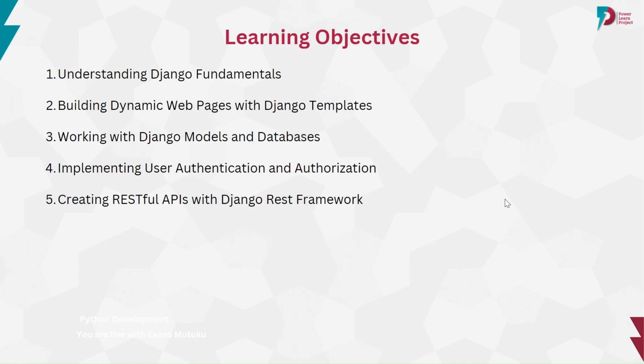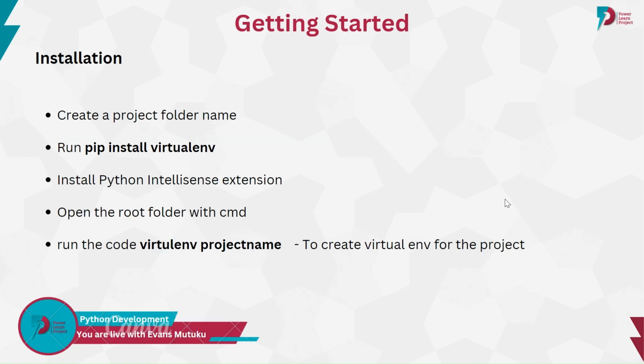What are the main objectives after learning Django? You'll understand the fundamentals of Django, how to build scalable websites, how to do models and databases, how to implement authentication and authorization, and also how to build a RESTful API. So let's get started and install our first Django project.